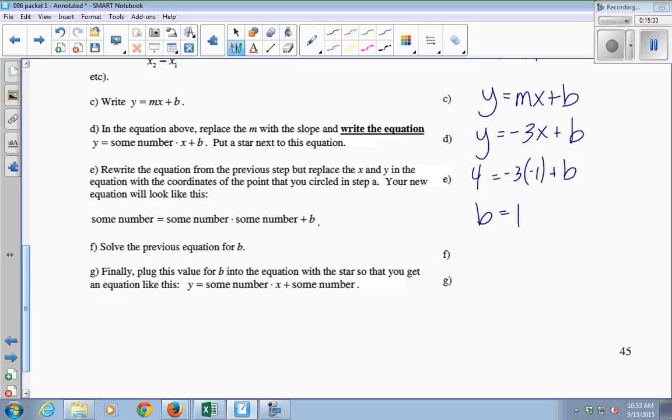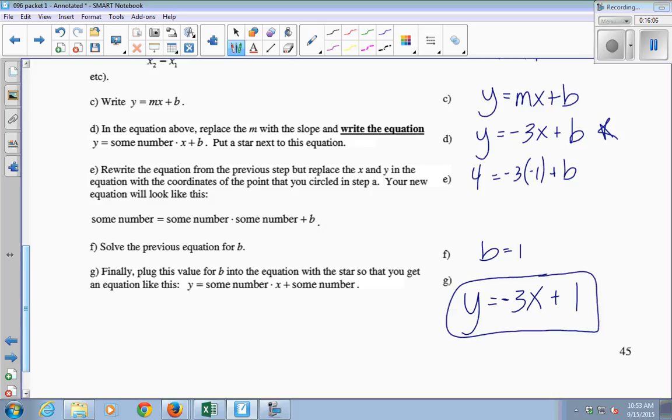So we were right from my picture. It looks like the y-intercept was 1, and it is. So I solved for b. That's part F. Part F, b equals 1. And then part G, plug that value of b into the equation with the star, which this one was supposed to get a star, sorry. Go back to the equation where you had -3x plus b. And now we know what b is, right? So I put in a 1 for the b. And that's the equation of that line. Every xy pair that makes this equation true lies on that line. That's what that equation means.